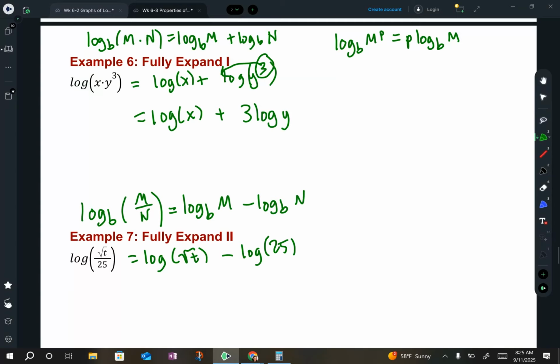Now there's nothing we can do with log 25, but root t has a power on it. So we can remember that the square root of t is t to the 1/2. Just going to cross that out and write that as t to the 1/2. That comes down in front. So this becomes 1/2 log t minus log 25.